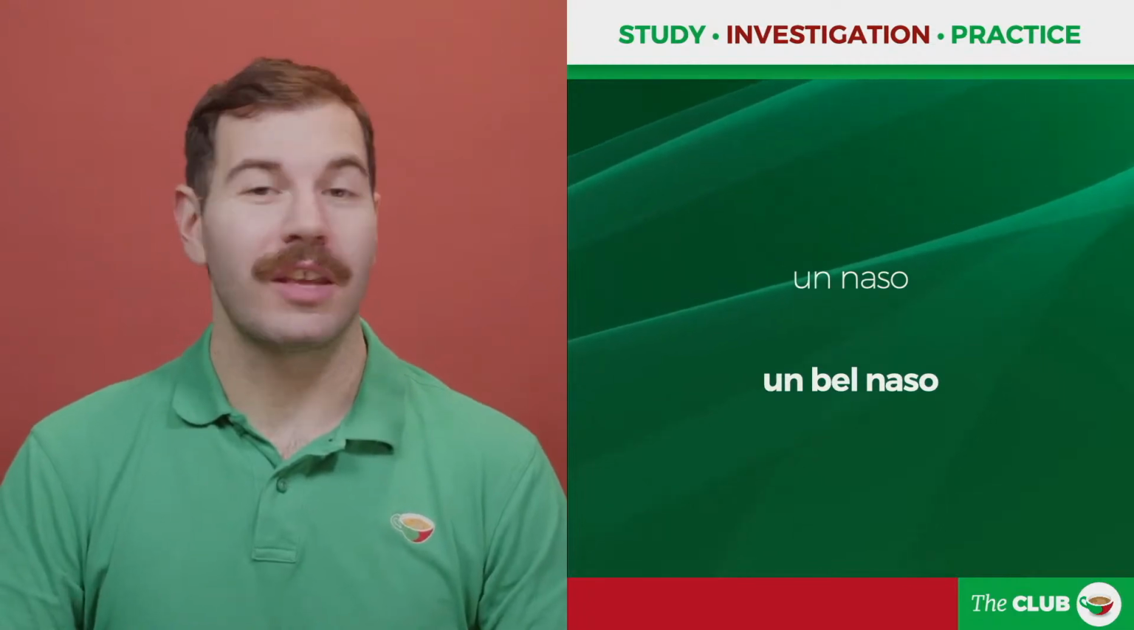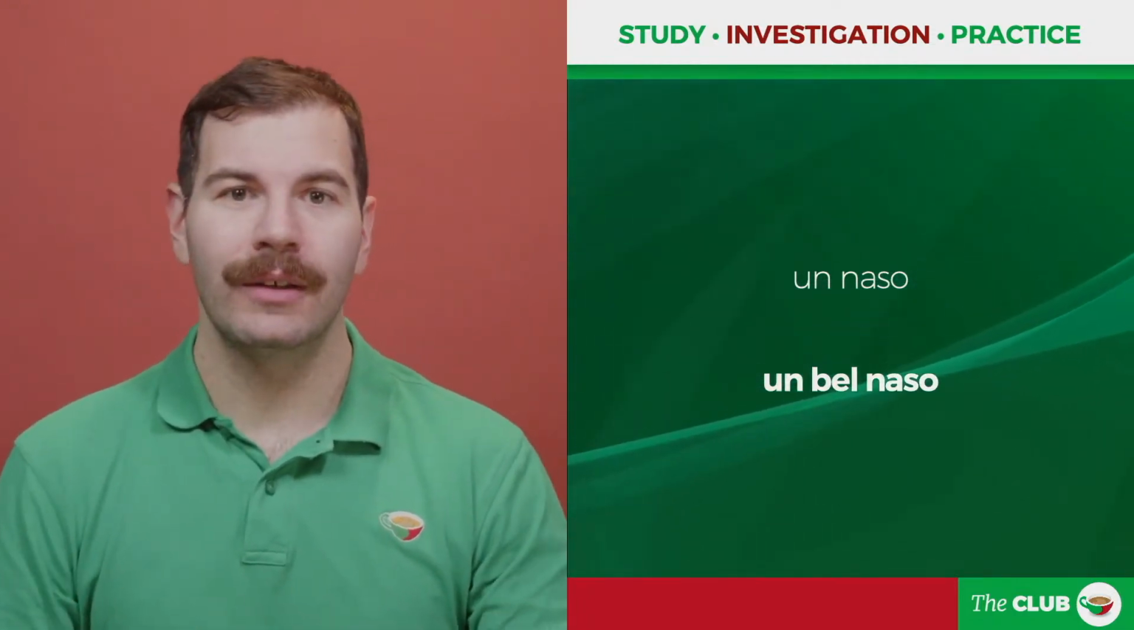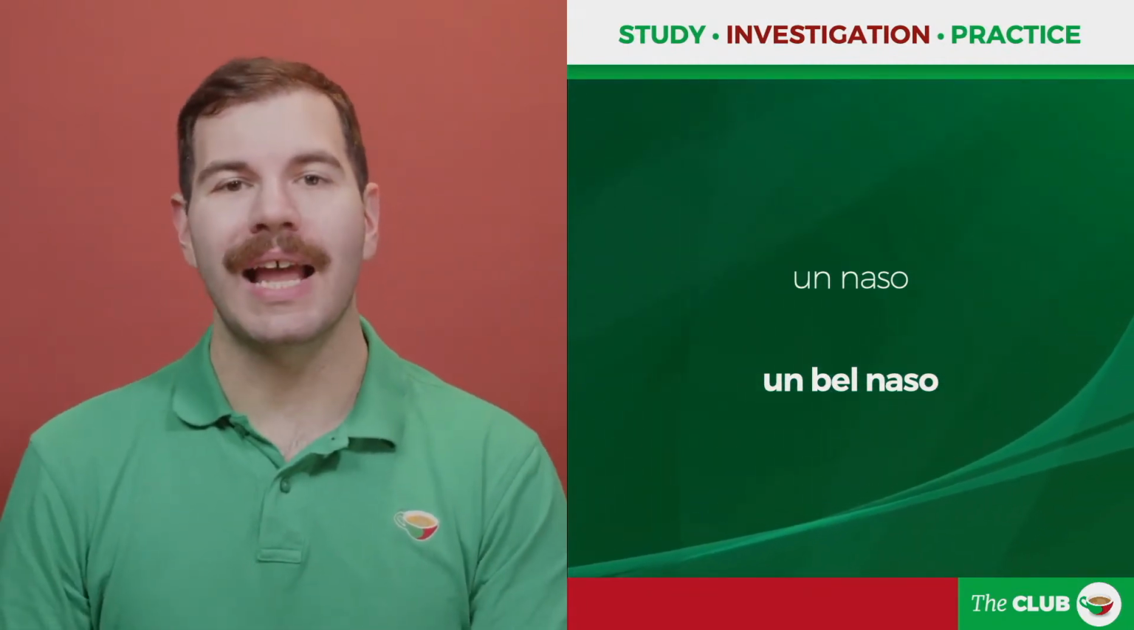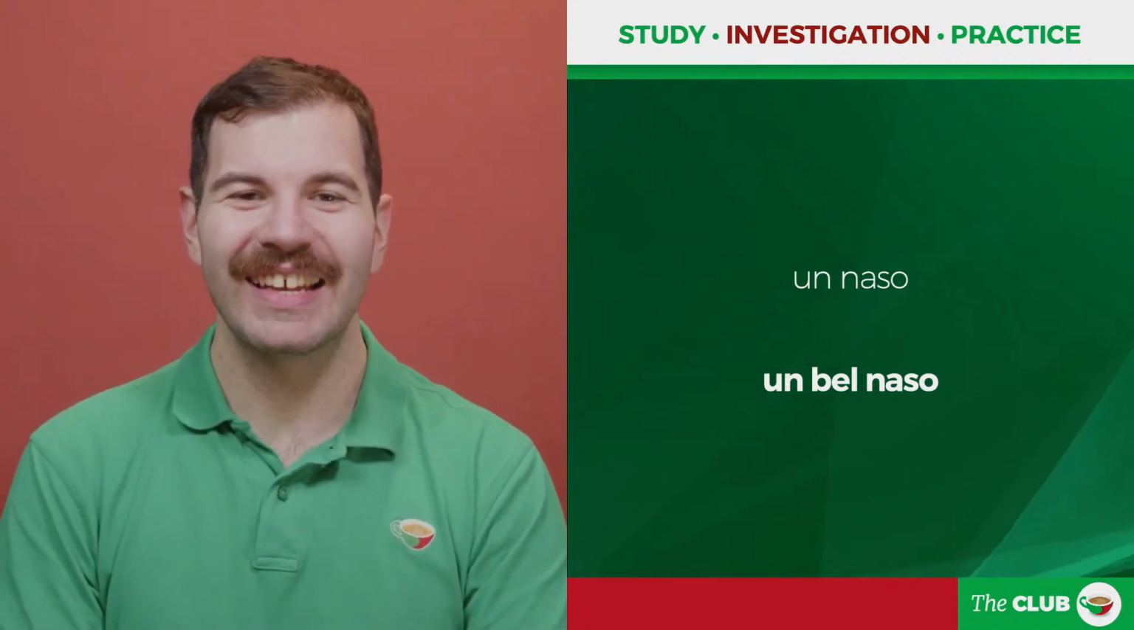Why? Because the definite article we would use for naso is il naso. Therefore, we're going to use bel naso. Un bel naso means a beautiful nose. Does that make sense? And let's try with another noun.